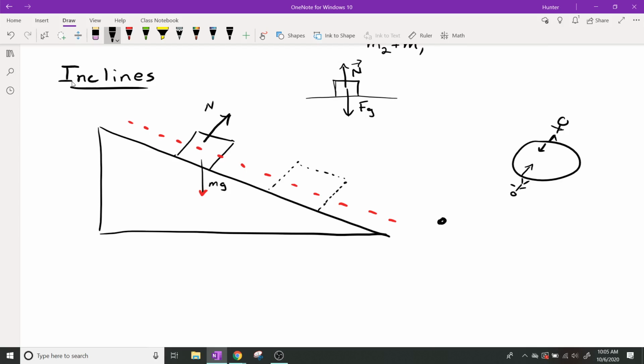So the first thing that we're going to need to do whenever we start analyzing this problem is break up the forces along the line of action.